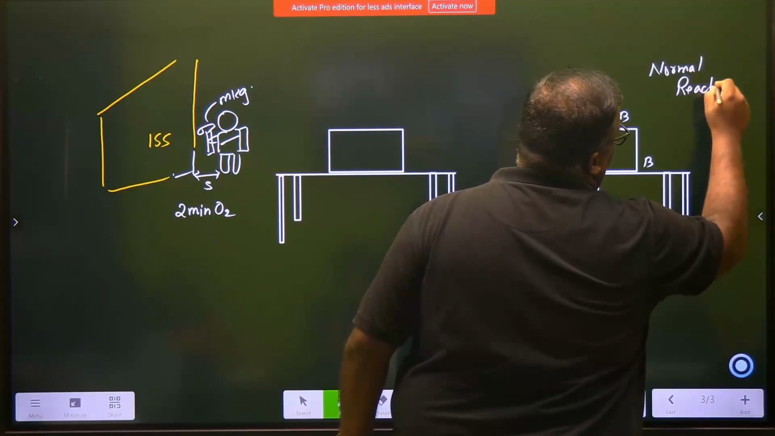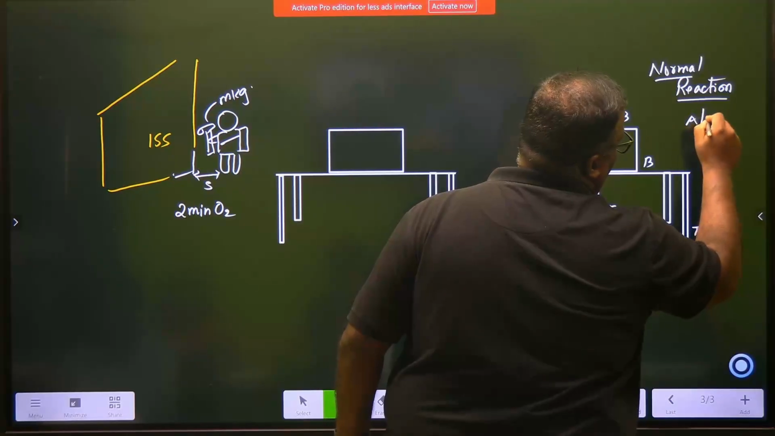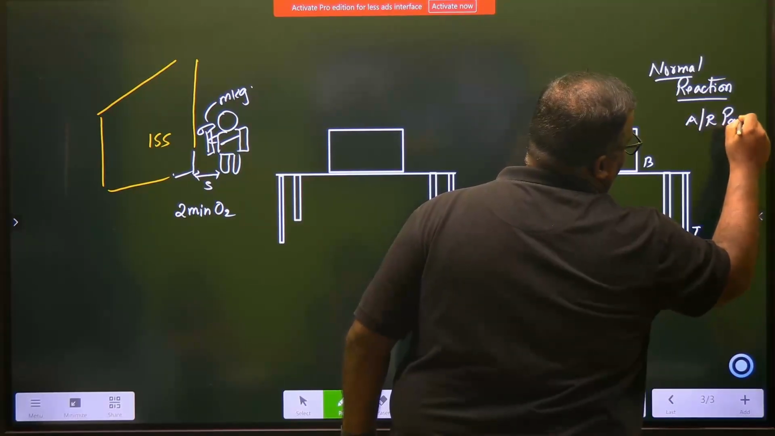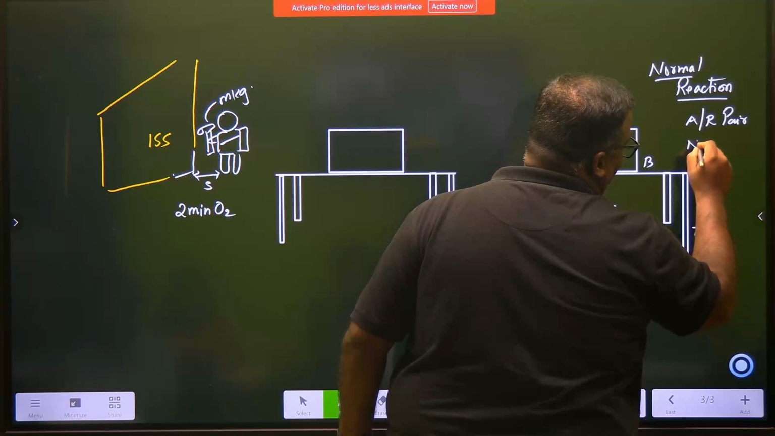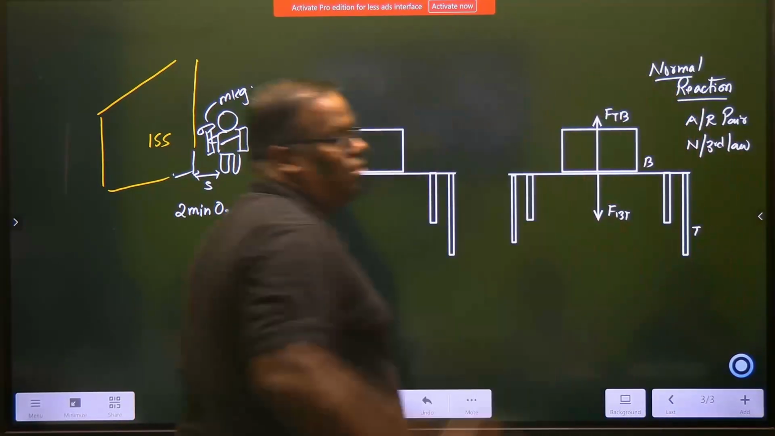Normal reaction. Have you understood? They constitute an action-reaction pair, and they can be used as an example of Newton's third law. This is a classic example of Newton's third law.